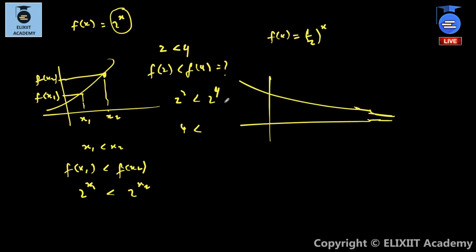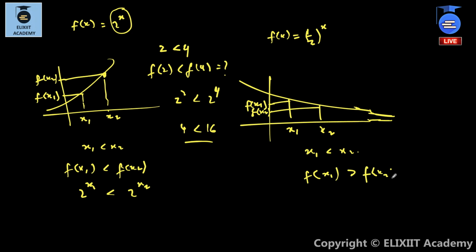And the same thing goes for f of x equals half raised to the power x. Over here, as you can see, this is x1 and this is x2. Corresponding to x1, this is f of x1 and this is f of x2. So here you can see that when x1 is less than x2, f of x1 is more than f of x2, because f of x1 lies above f of x2. So half to the power x1 is greater than half to the power x2.